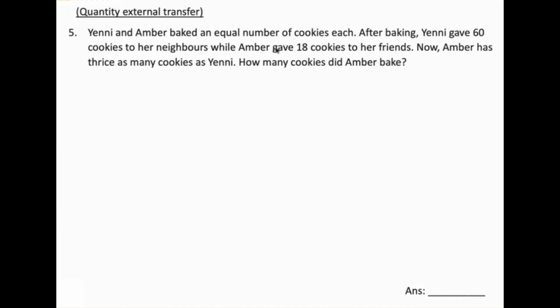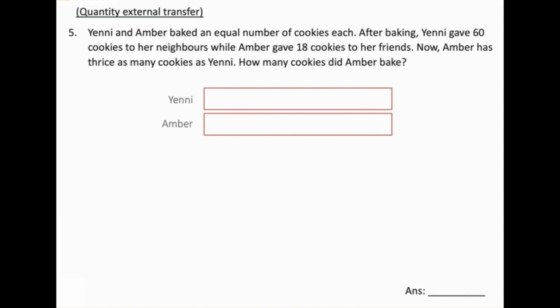Okay, Yenny and Amber baked an equal number of cookies each. Oh, good, you use a model. You can use other ways, but I use a model. Yenny and Amber, I'll draw an equal size bar to represent the cookies that they baked. Because they baked an equal number, the bar for each of them is the same size.